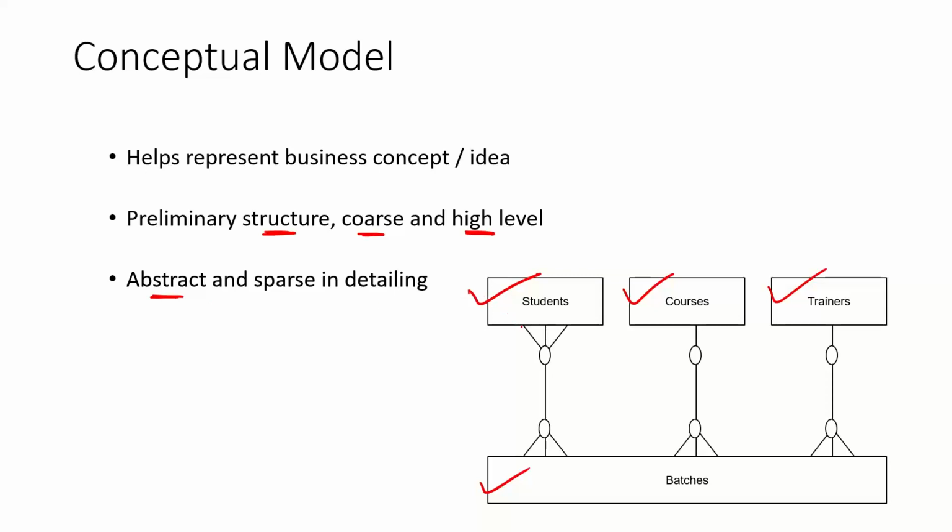You are just saying, hey, I want a student. And the student data should be captured. What to be captured? You're not saying. I will have courses. What all things you will tell about courses, how many hours the course is, and so forth. You're not detailing. It is abstract. It is sparse. But this is the beginning. This is called a conceptual model.